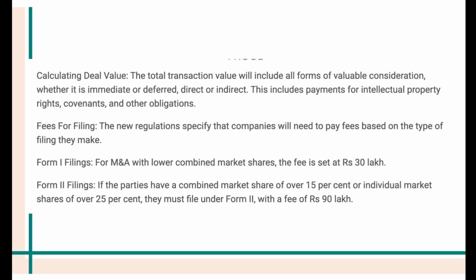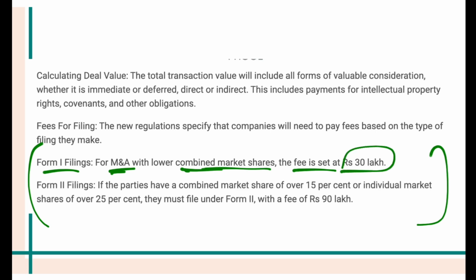Now another thing. There are 2 types of forms that you have to fill and the fee has been increased. So there is Form 1 for mergers and acquisitions with lower combined market share, the fee is set at 30 lakh. Form 2: if the parties have a combined market share of more than 15% or an individual market share of over 25%, they must fill Form 2. The fee will be 90 lakh rupees.